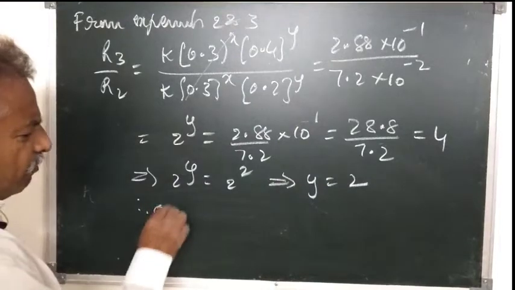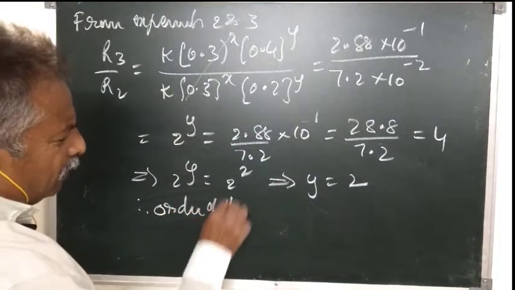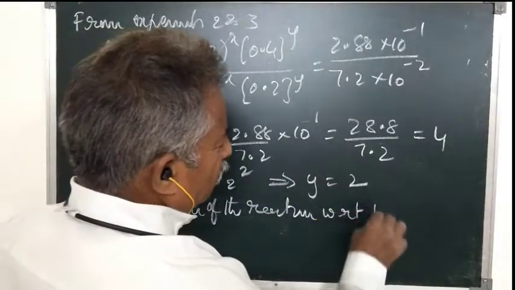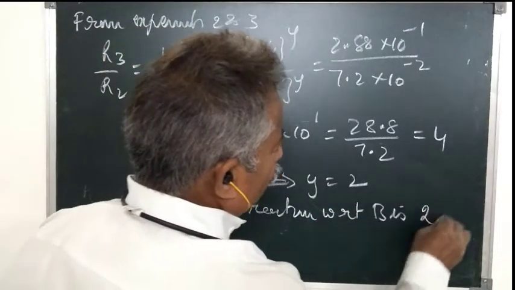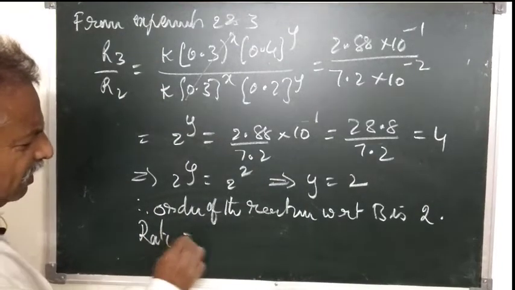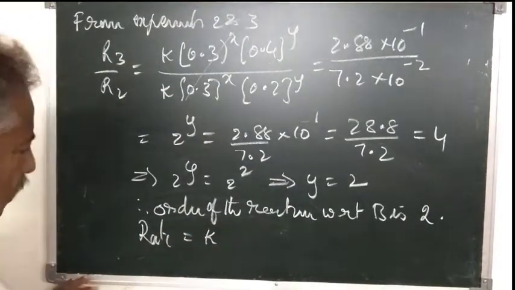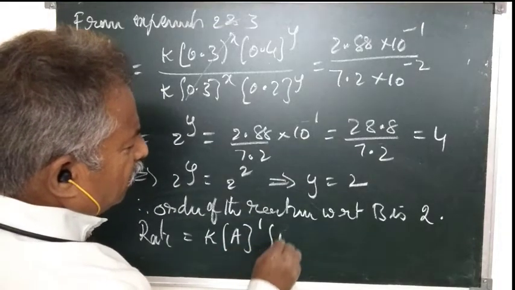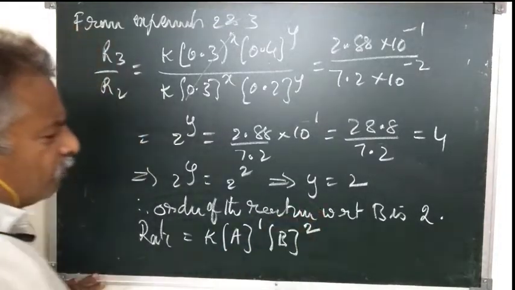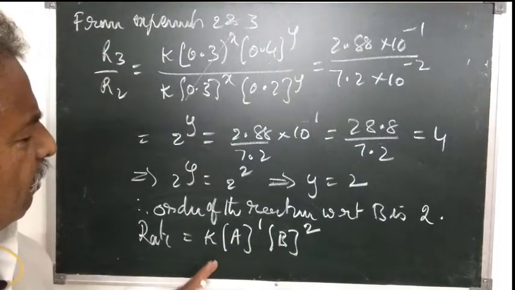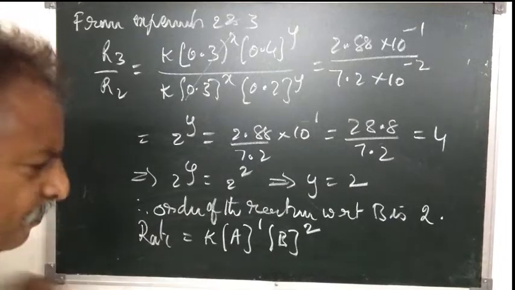Therefore, order of the reaction with respect to B is 2. Now rate law equal to K into A to the power x value is 1, B to the power y value is 2. Now this is the rate law. Using any experiment we have to find the K value.